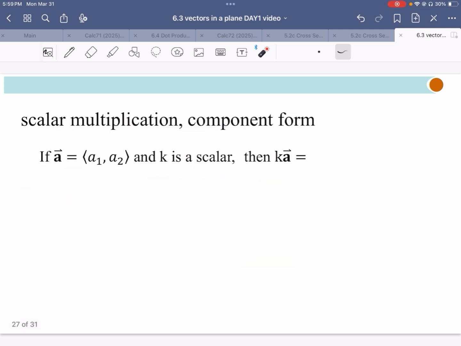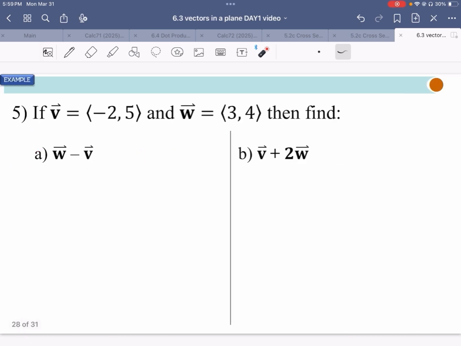So scalar multiplication in component form, if vector A has components A sub 1, A sub 2, and k is a scalar, then k times vector A, you can probably imagine, is simply going to be k times A sub 1, comma, k times A sub 2 in the pointy brackets. So all you're doing there is multiplying each component in the vector by that scalar. This might remind you of scalar multiplication with matrices. It's the same process. So on this slide, I'd like you to pause the video and try these problems.